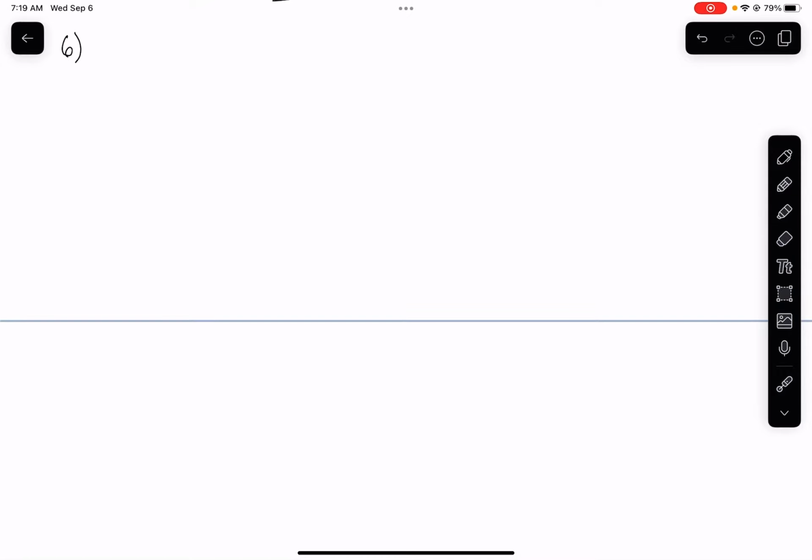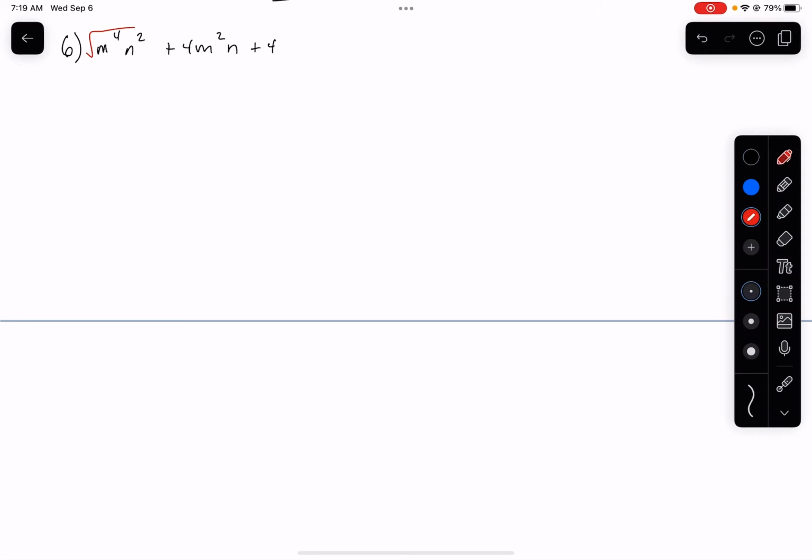Okay, so for number 6, I'm just going to write down the question here. It's m to the power of 4 n squared plus 4m squared n plus 4. Okay, so when I look at this, again, I see 3 terms, and first and last look square rootable, so that's what I'm going to do. I'm going to square root the first, and I'm going to square root the last, and take the sign from b. This is what we call, again, a perfect square trinomial.